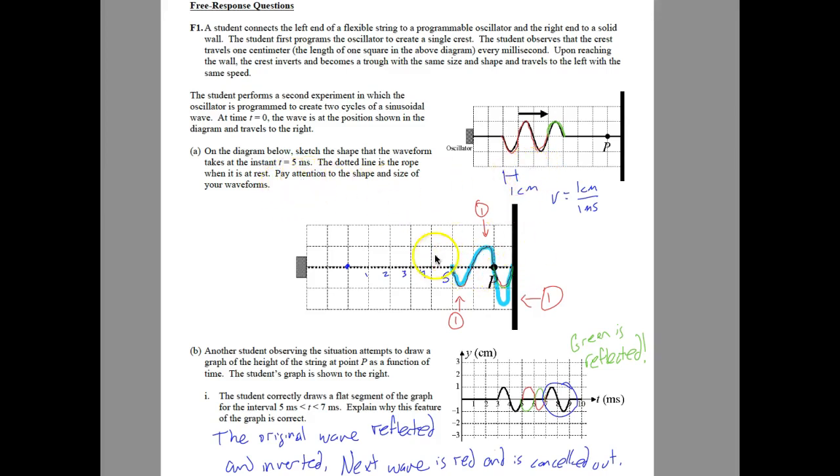On this diagram, they want us to sketch the shape of the waveform at the instant that t is equal to 5 milliseconds. So what we'll do is say that this whole thing shifts to the right 5 blocks, because it's going 1 centimeter per millisecond, so it goes 5 centimeters in 5 milliseconds. You'll notice though that when I do that, this one goes over 1, 2, 3, 4, hits, and then it has to come back. And remember, when you hit a fixed end, you come back upside down.